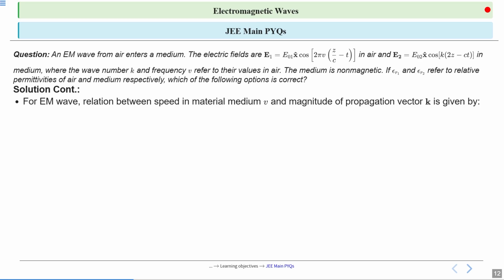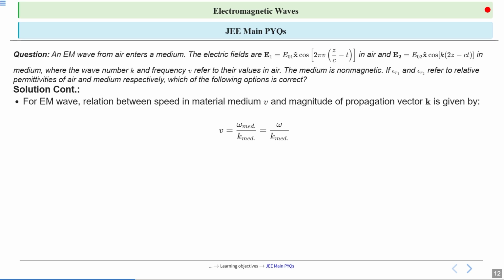So for an electromagnetic wave, what is the relation between the speed in a material medium and the magnitude of the propagation vector k, or wave number k? The relation is omega by k is equal to c. It is for an electromagnetic wave in air or vacuum. But if the electromagnetic wave is in a medium, then omega medium by k medium is equal to V. Now omega by k will not be equal to c. It will be equal to V because the wave is in a medium.